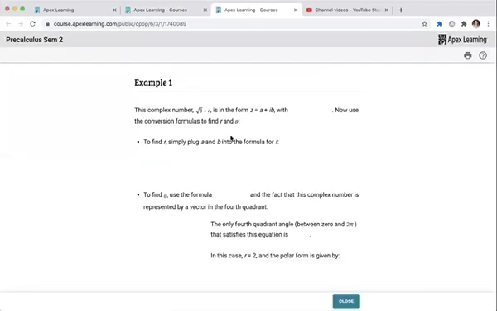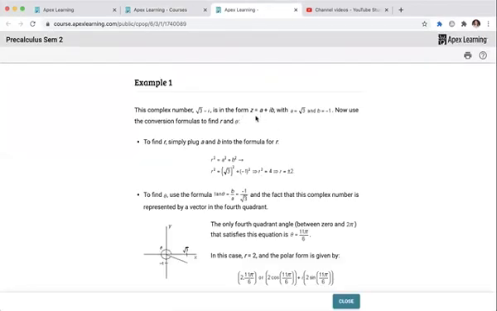If we look at expressing this in polar form, our B value is negative 1. So we're going to use our conversion formulas to find our R value and our theta, so our modulus and our argument. In order to do this, we simply plug into our equation for R.